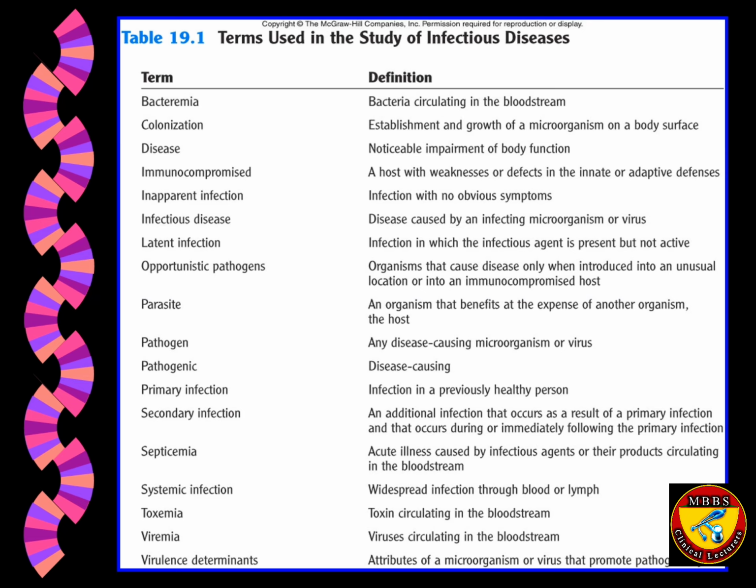Septicemia is an acute illness caused by infectious agents or their products circulating in the bloodstream. What is a systemic infection? Systemic infection is a widespread infection through blood or lymph. Toxemia is the toxin circulating in the bloodstream. Viremia is the virus circulating in the bloodstream. And what does virulence determine? These are the attributes of a microorganism that promote pathogenicity. So these are the terms which you will be coming across when you are studying communicable or infectious disease.